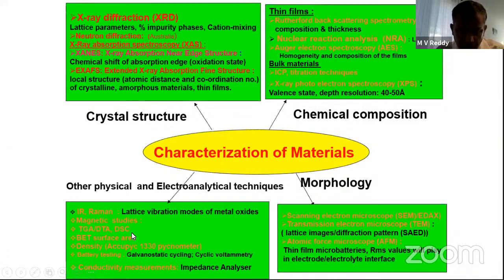And there are other well-known techniques you are going to use, like IR, Raman, density, surface area, etc. From the electrochemistry and battery point of view, we need galvanostatic cycling and cyclic voltammetry, and we need an impedance analyzer. Nowadays, with a single instrument, we can get all three in one unit. And also SEM and TEM.